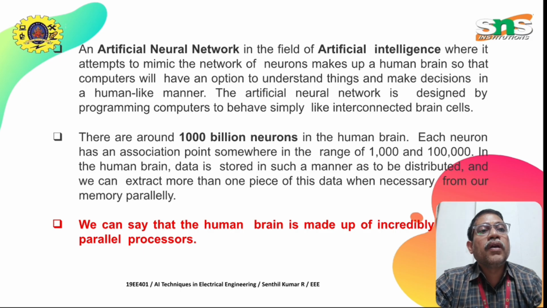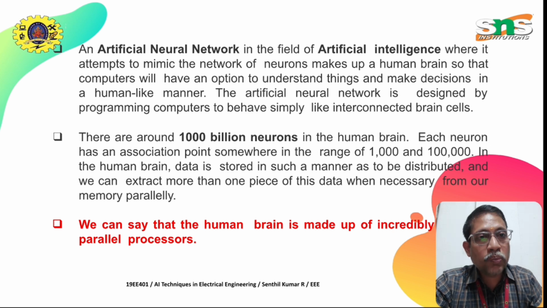Our human brain has nearly 1000 billion, that is, 10 to the power of 10 neurons. Therefore, we can say that the human brain is made up of an incredibly parallel process.